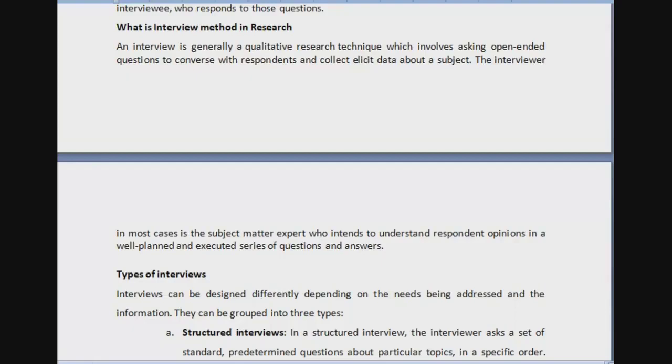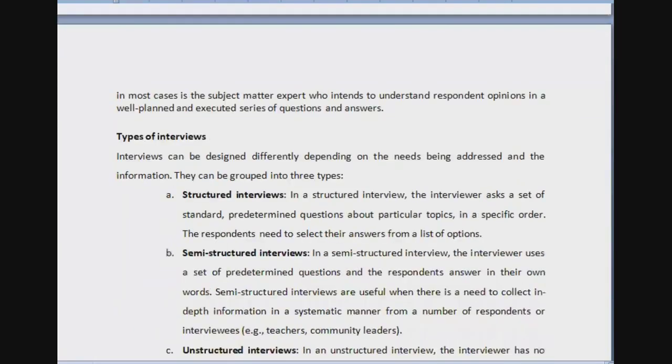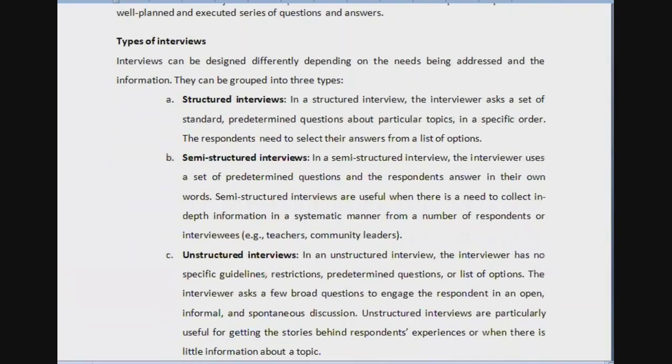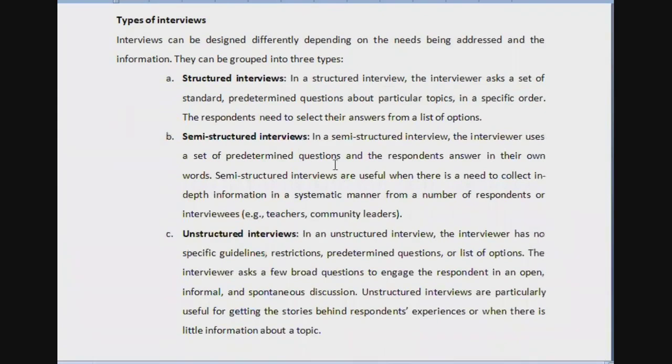Now, types of interviews. What are the different types of interviews that we have, all right? Interviews can be designed differently depending on the needs being answered and the information, right?